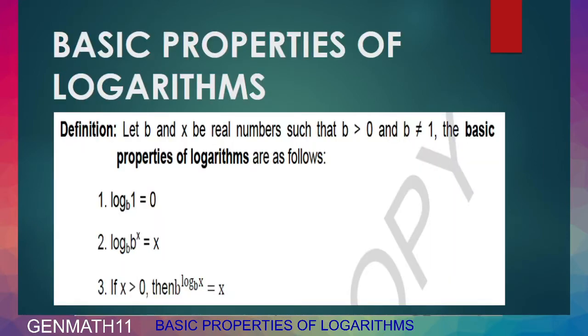So, definition, let b and x be real numbers such that b is greater than 0 and b is not equal to 1. So, the basic properties of logarithms are as follows. So, log 1 to the base of b is equals to 0. So, kapag ang katabi ng base natin is 1, automatic ang laging sagot ay 0. So, yun yung property number 1.